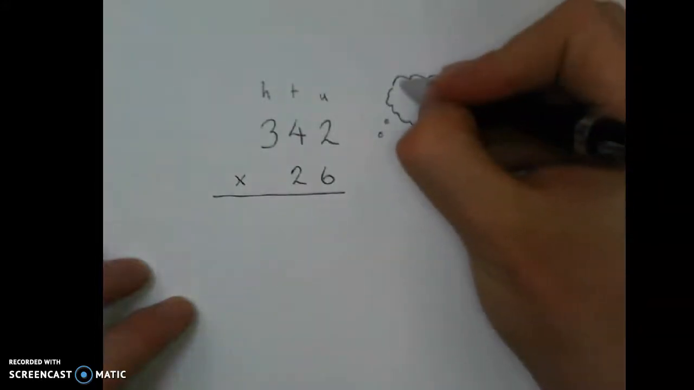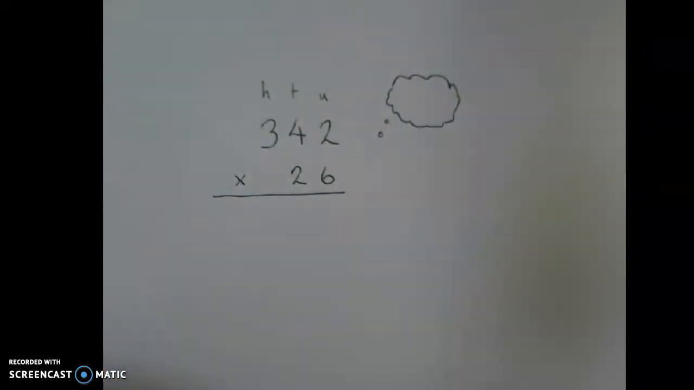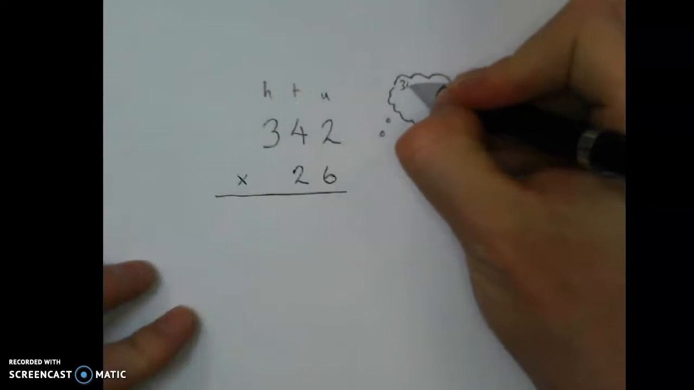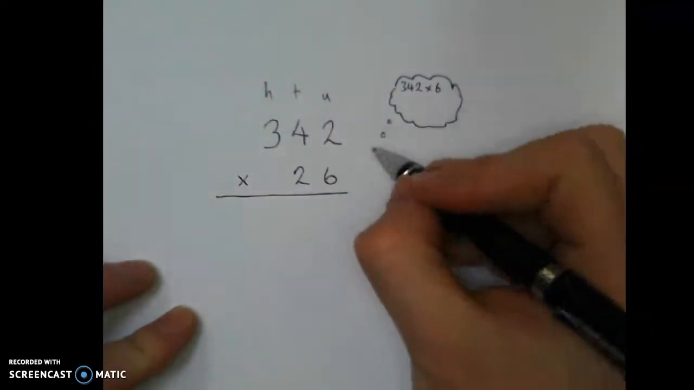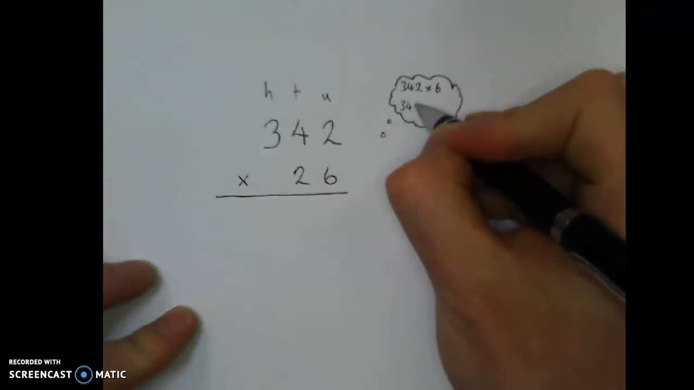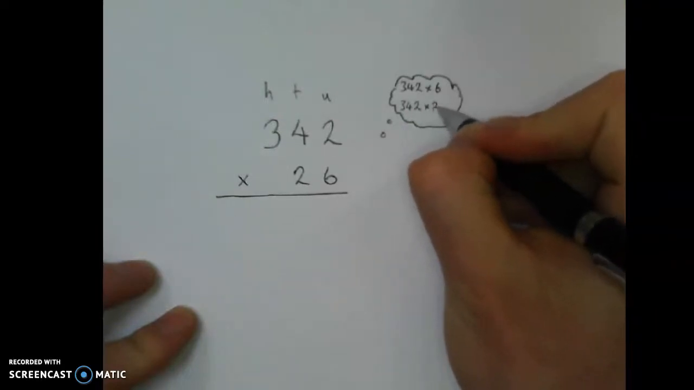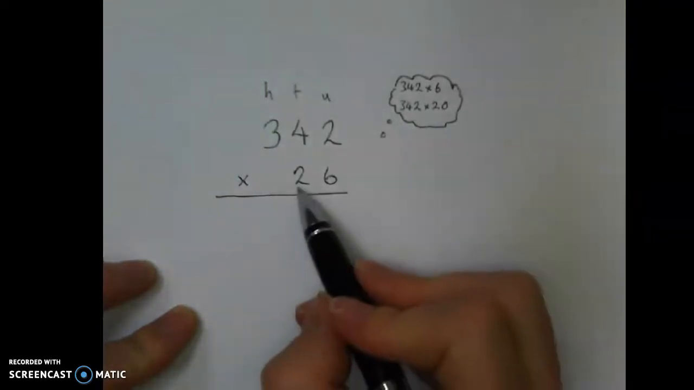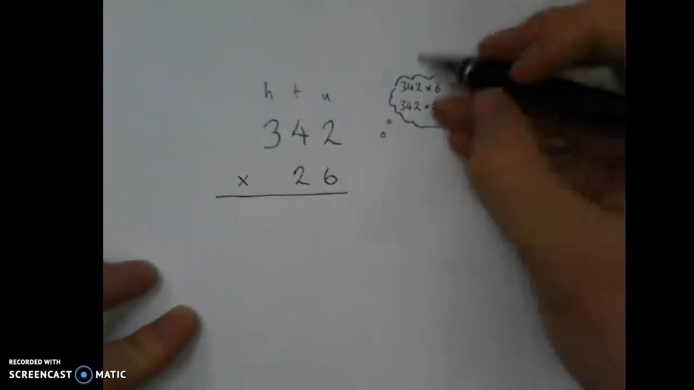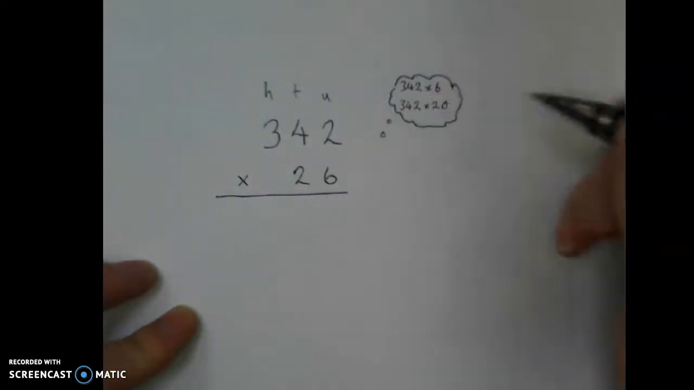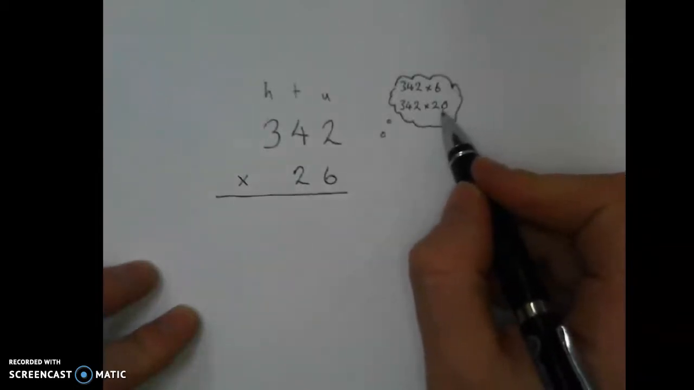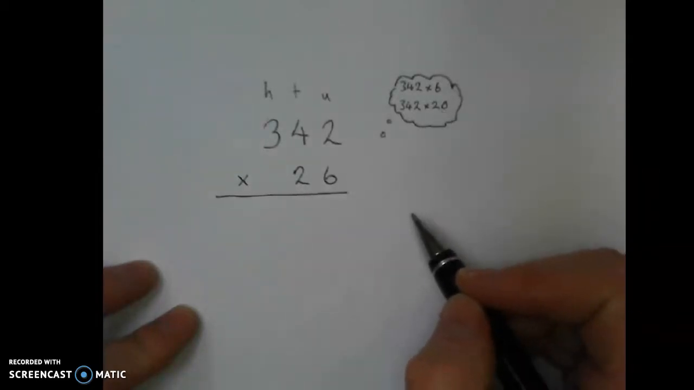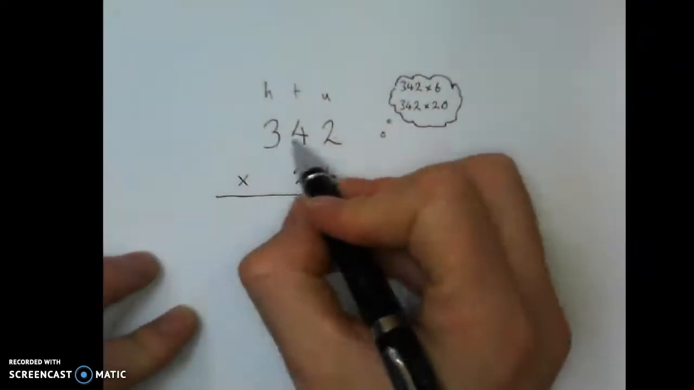Well, what we're actually doing is 342 multiplied by 6, finding the answer to that, and then we're doing 342 multiplied by 20, because it's 26, and then we're adding them up. That is what's happening. I'll explain in a minute where the magic zero comes from. So we'll do the first bit there.